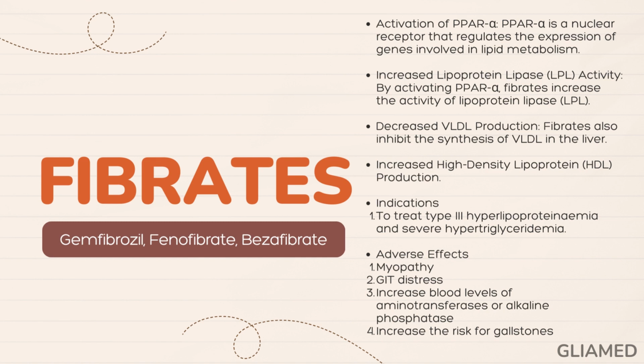Fibrates can also inhibit the synthesis of VLDL in the liver. As VLDL is a precursor of LDL, this inhibition leads to a decrease in LDL cholesterol levels. Fibrates can increase the production of high density lipoprotein, often referred to as good cholesterol. HDL helps transport excessive cholesterol from peripheral tissues back to the liver for excretion, promoting a healthier lipid profile.